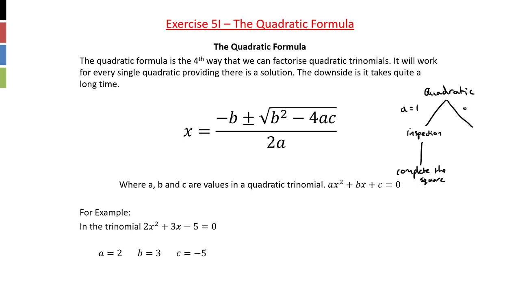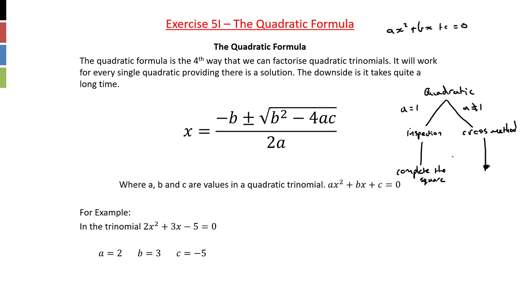Now if a doesn't equal 1, so if our coefficient at the start, remember we're talking about something that looks like ax squared plus bx plus c is equal to 0, if a, this coefficient here, isn't 1, we would use the cross method. But the cross method is just a fancy form of inspection and it relies on the numbers being pretty nice.